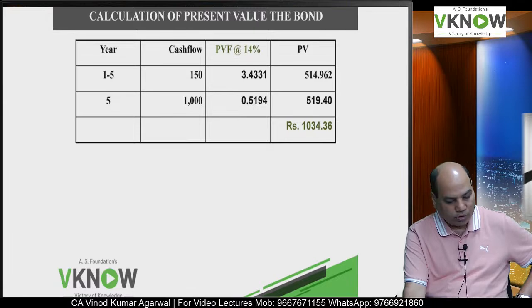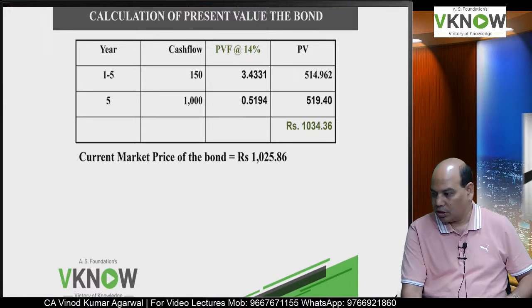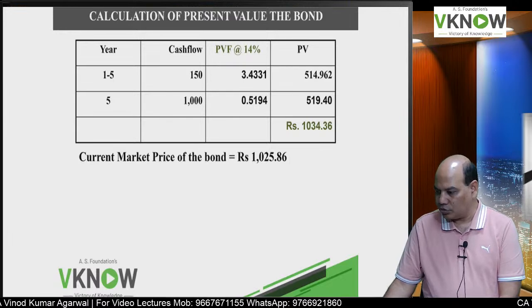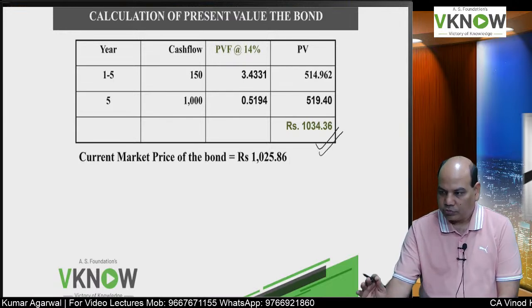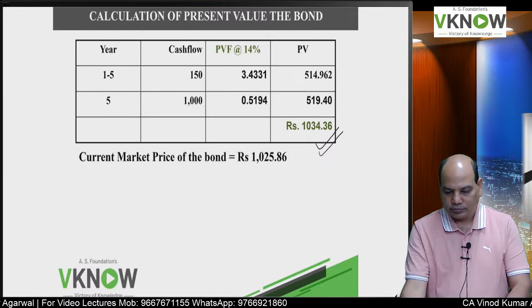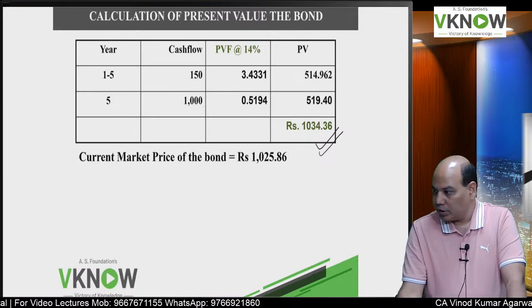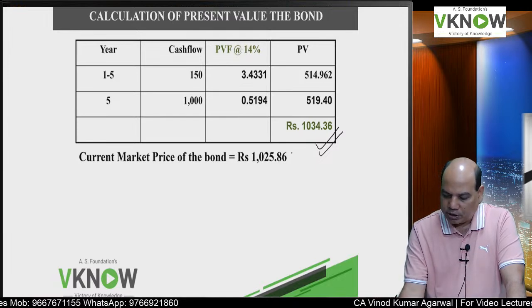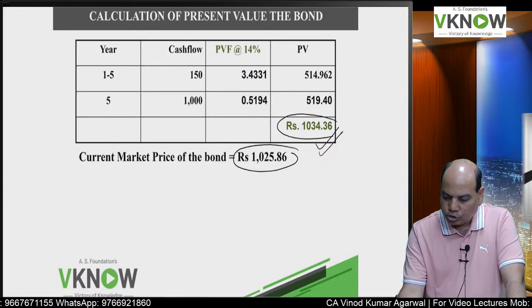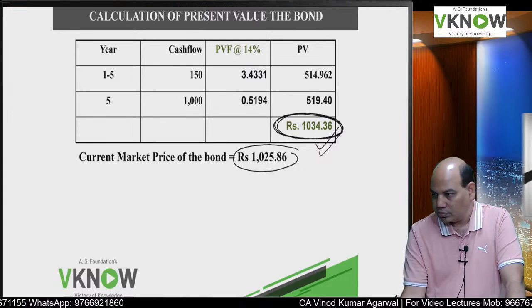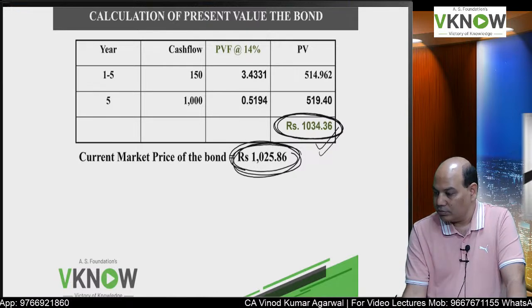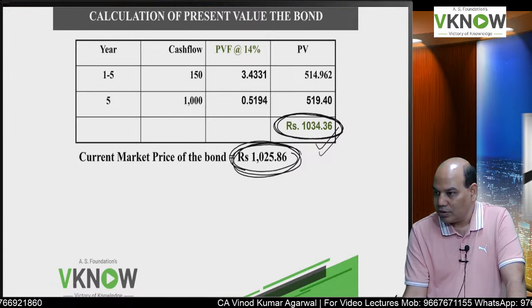And what is the market price of the bond? 1033.95 is also right. If you are close to this number, you are right. The current market price of the bond is 1025.86. Now compare these two. You are willing to pay 1034.36 and it is available at a lower price. Will you buy or sell?